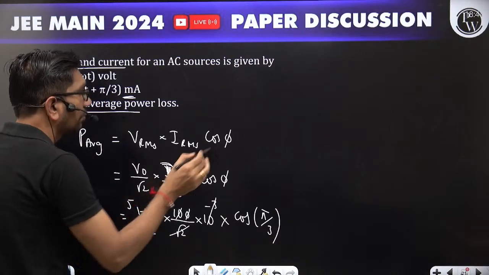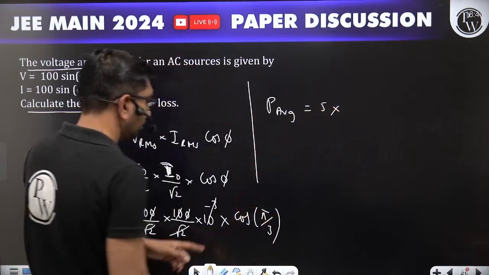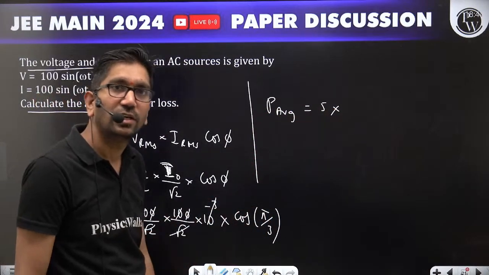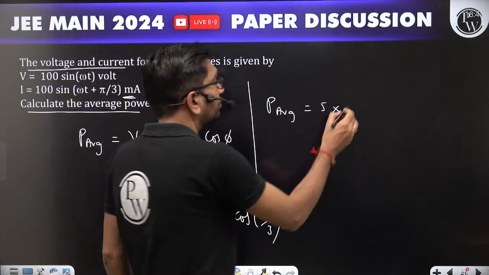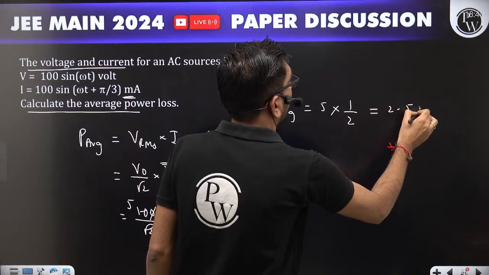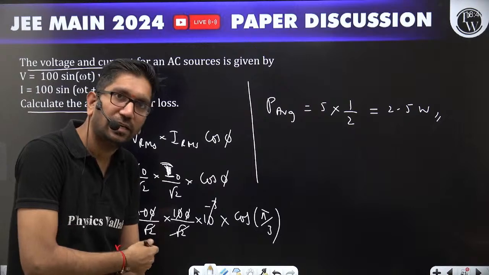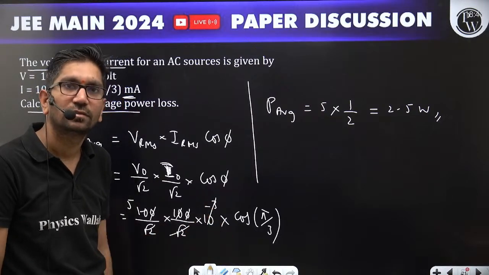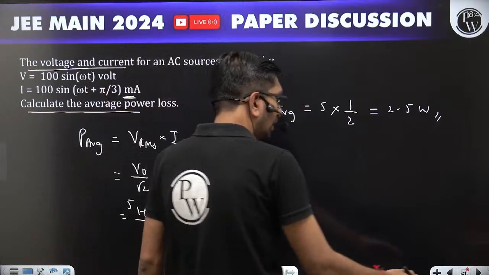So finally, the average power you got is 5 into cos 60 degrees. Cos 60 is what? 1 by 2. Finally, 2.5 watts is the average power you got. Is it clear for everyone? Let us move toward the next question now.